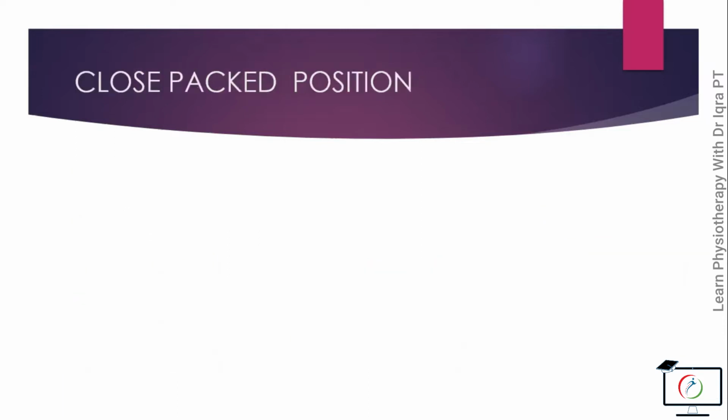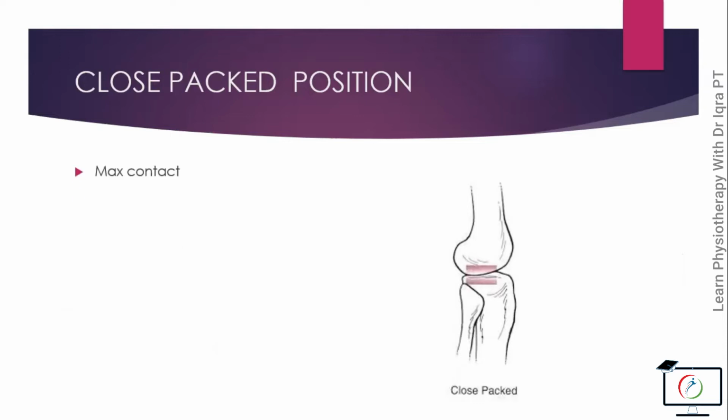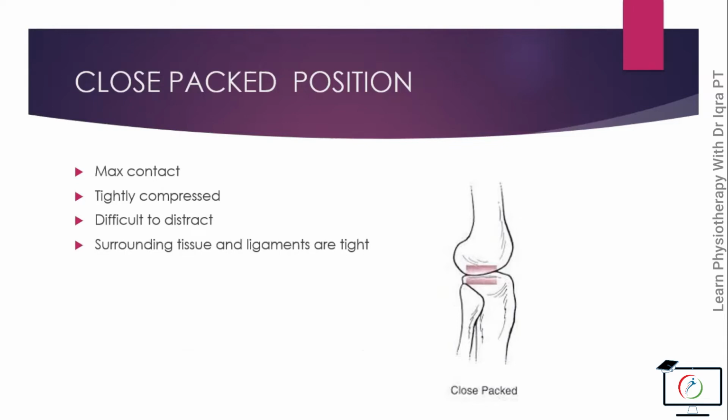Now, the closed back position. The congruent position is also known as the closed back position. This is the position of maximum contact, and the joint is tightly compressed in this position. Joint is difficult to distract in this position, and all the surrounding tissues and ligaments are tight. Knee extension is the closed back position for the knee joint.